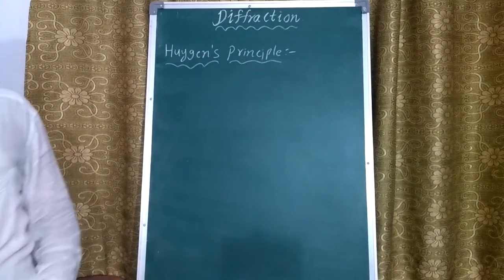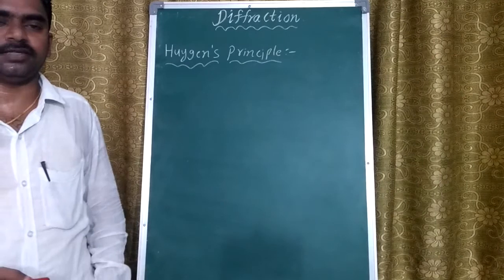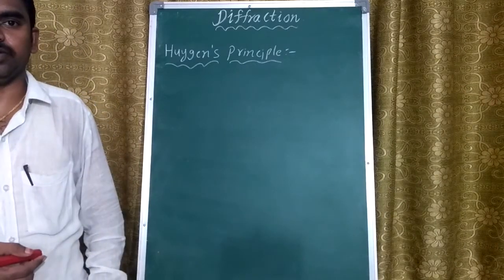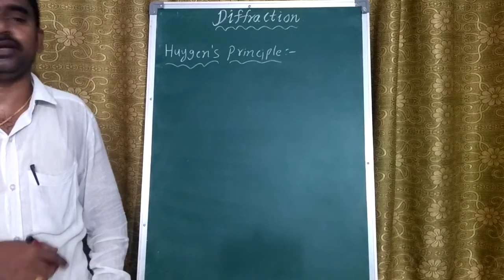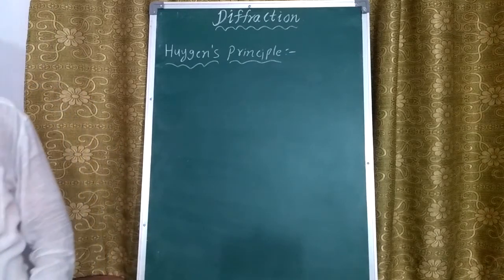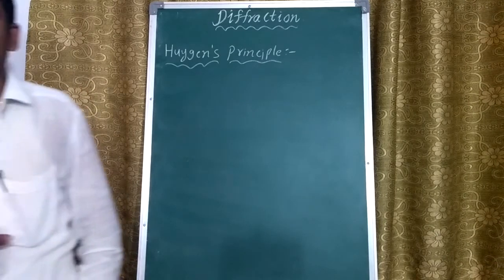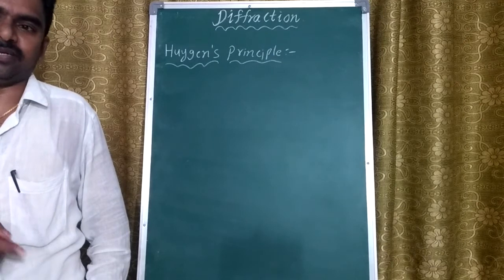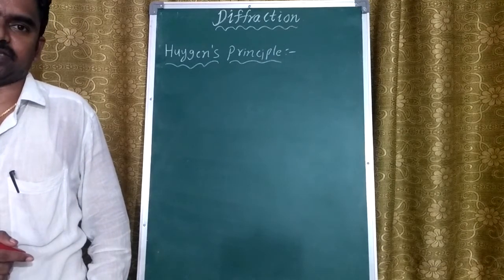To understand diffraction, we should understand the Huygens principle. What is the Huygens principle? Why do we have to introduce this Huygens principle? According to Newton's corpuscular theory, light propagates in a straight line direction. That means rectilinear propagation.